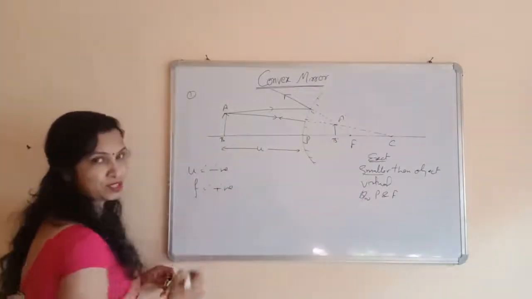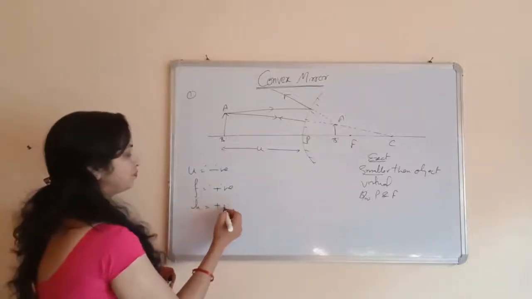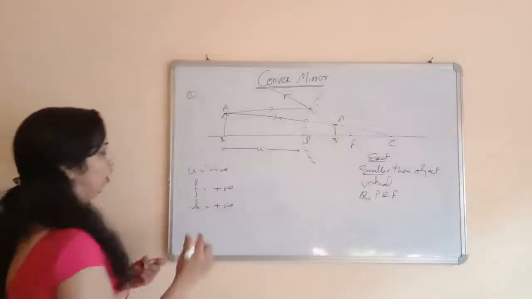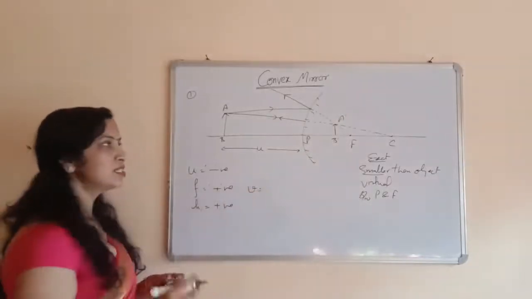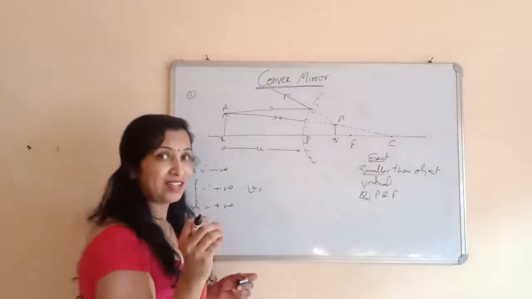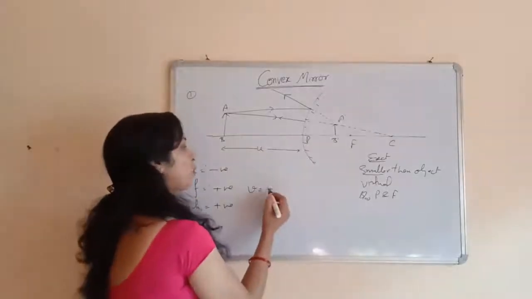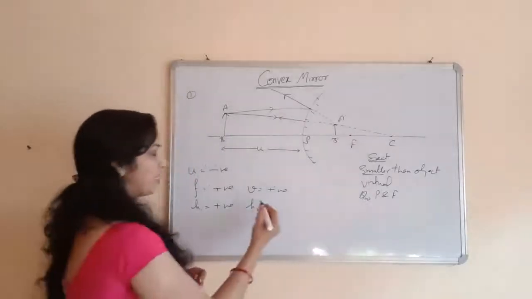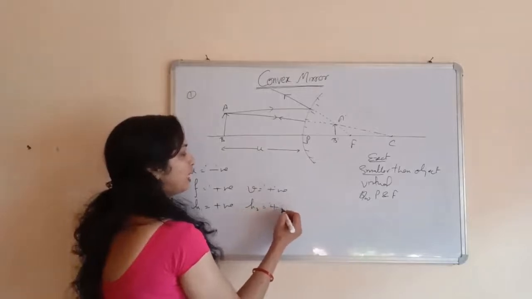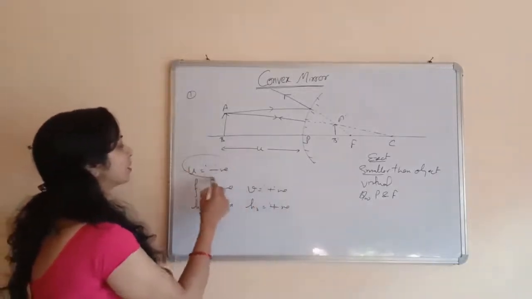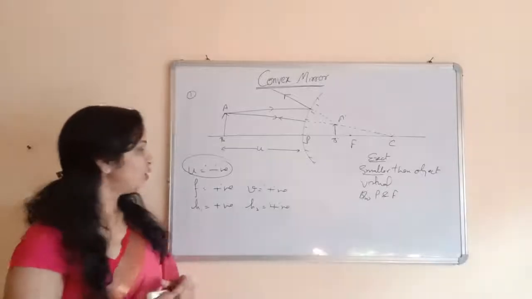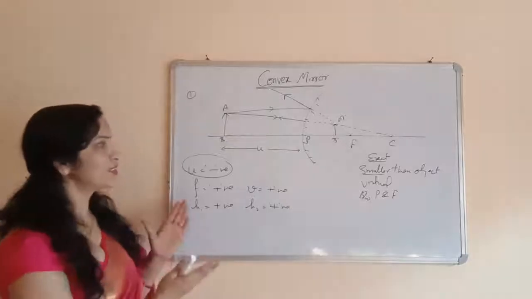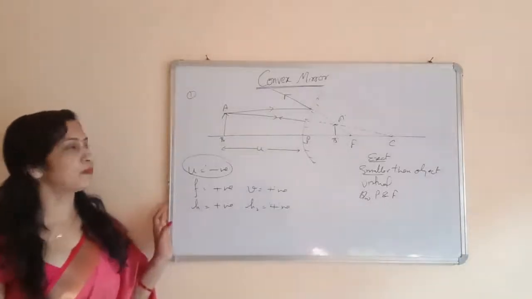H1 is always positive because we always keep the object upright. What about the v? Since the image is always erect and virtual, v is always positive. And what about the H2? Since the image is always erect, H2 will be positive. It means only u is negative in the case of convex mirror. All the values f, h1, h2 and v are positive. So by this sign convention we can easily do the numericals based on the convex mirror.